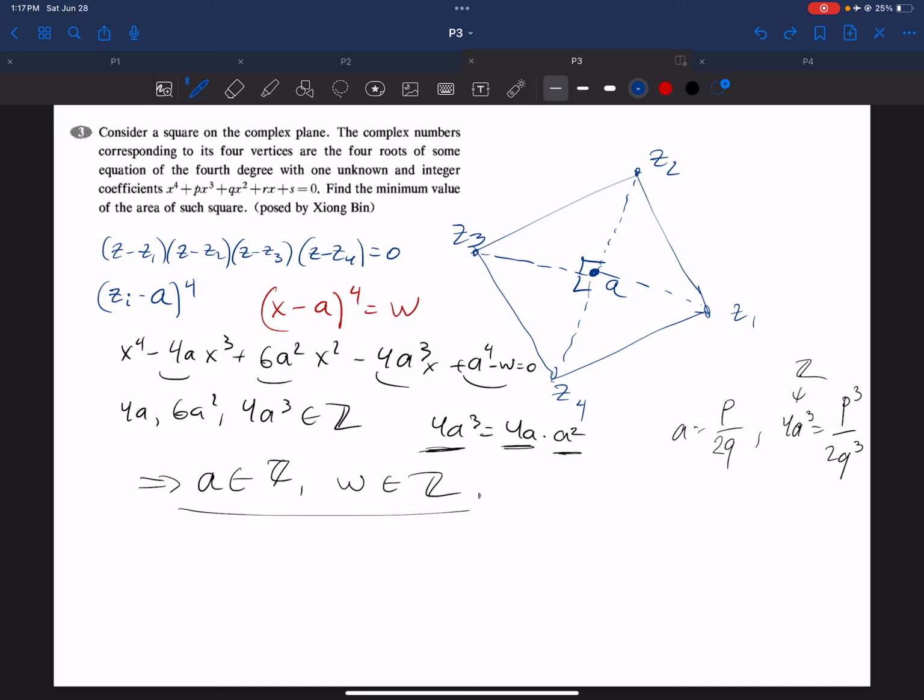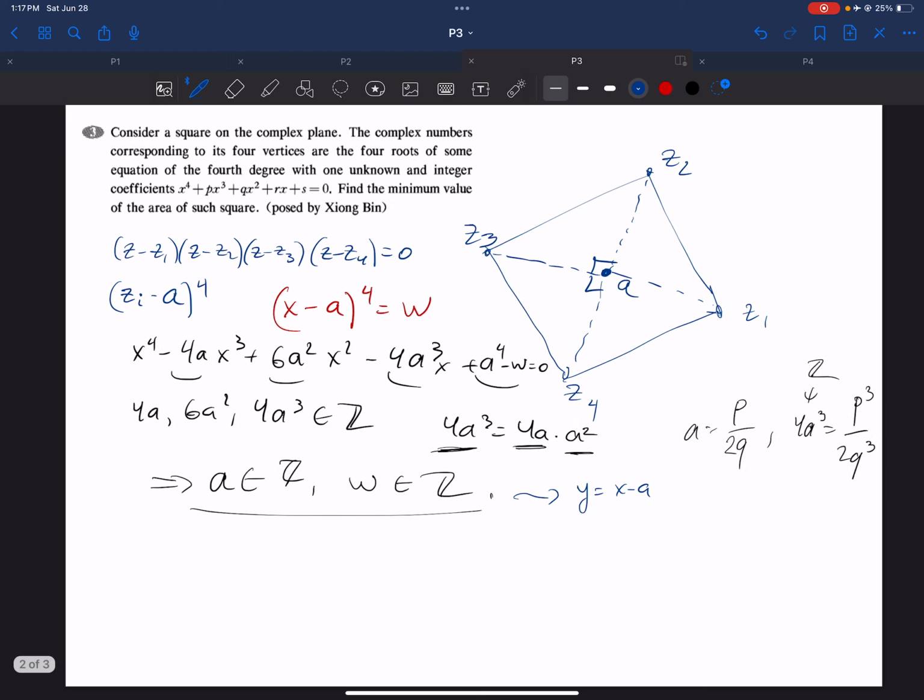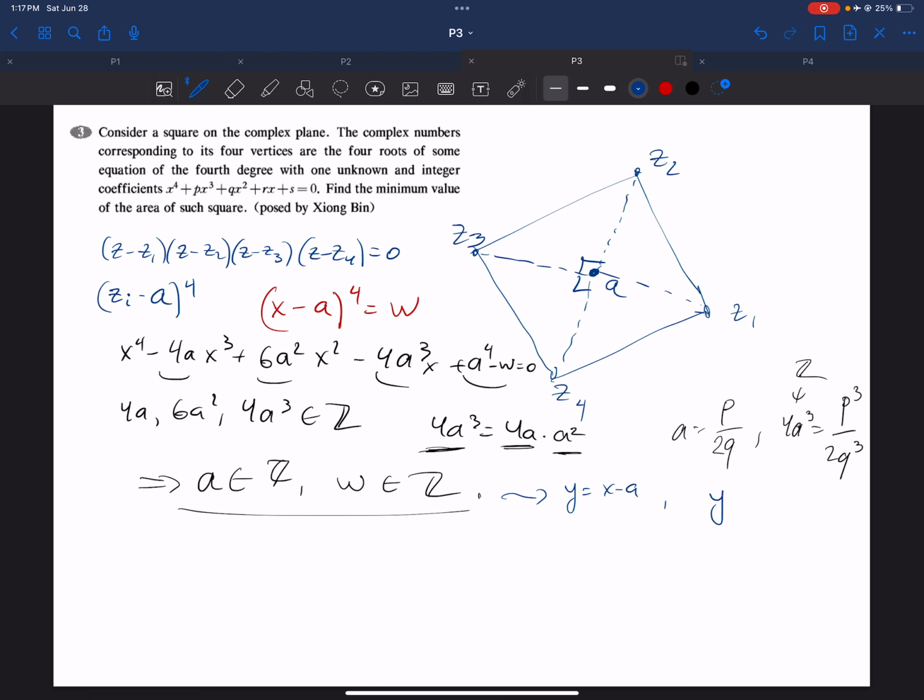Now the new equation is x to the 4th equals, let's say w. Sorry, I shifted x, so I have a new x now. Actually, I will call it y, which is x minus a. And the equation now is y to the 4th equals w, where w is an integer.